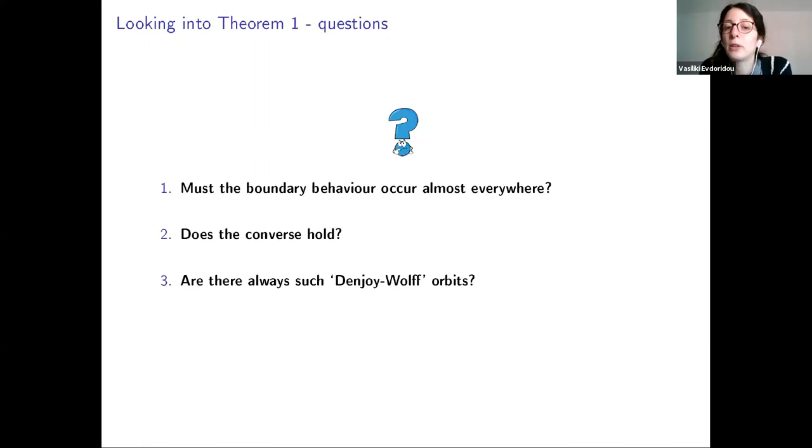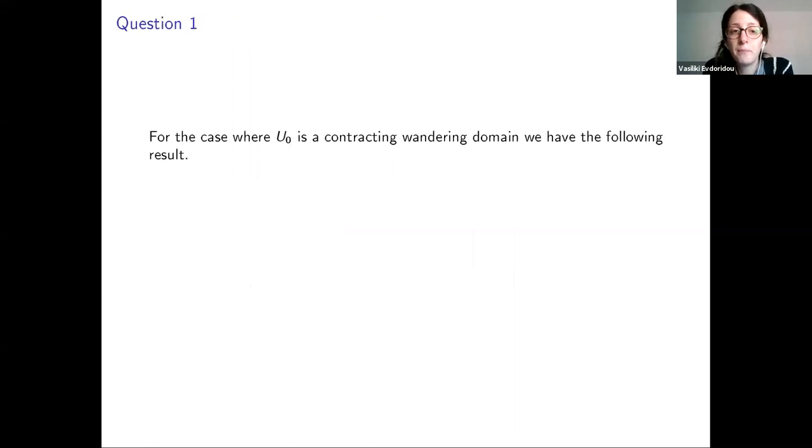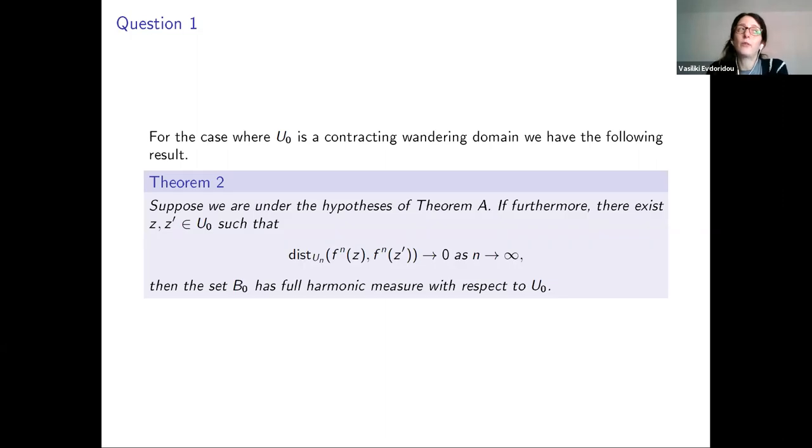Our first question was if the boundary behavior occurs almost everywhere. Now about that, we have the following theorem. So if we have exactly the same hypothesis, we have theorem A. So what does this mean?